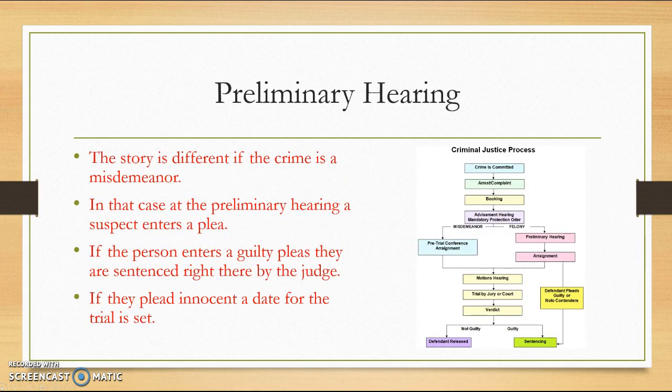Now, it's a different story with the preliminary hearing if there is a misdemeanor involved. If it's a misdemeanor only, then this preliminary hearing is where the suspect enters their plea. They can either plead guilty, and if they do that, they're going to be sentenced right there and then. If they plead innocent, then the judge is going to schedule a trial date.